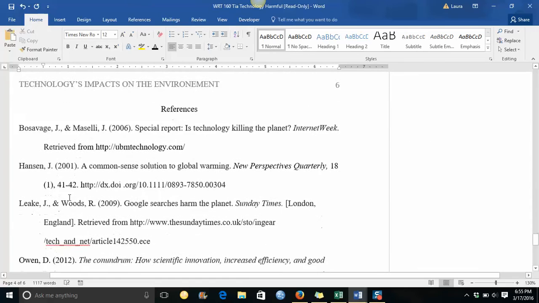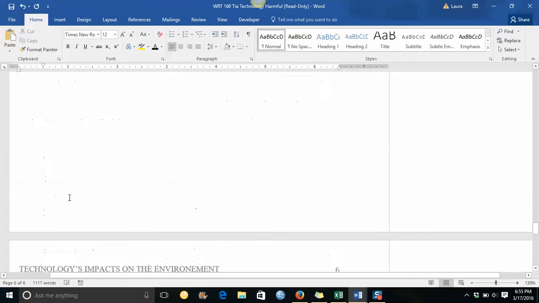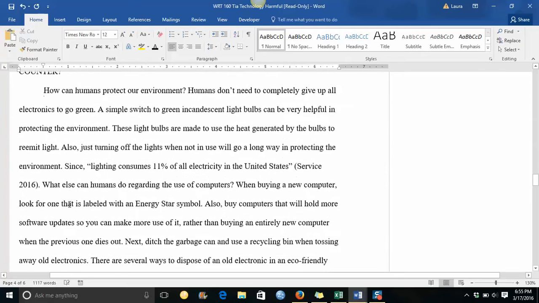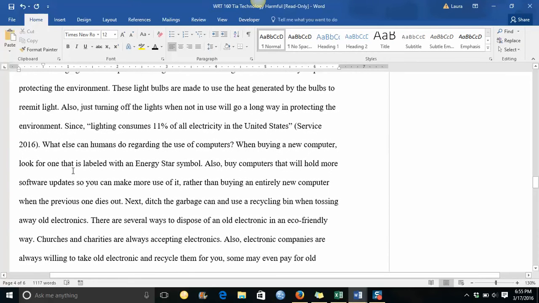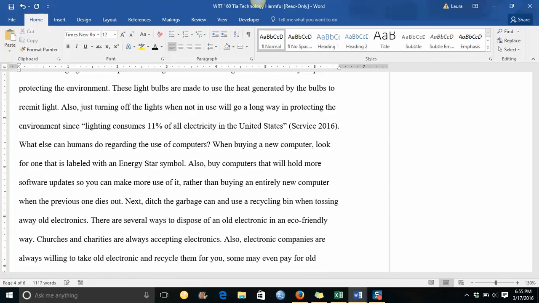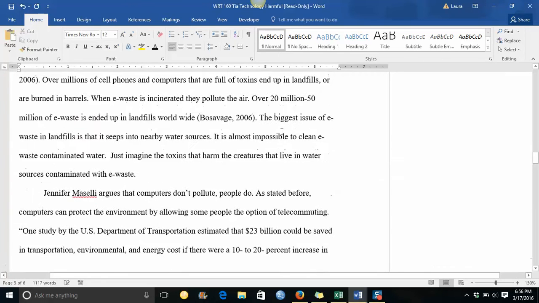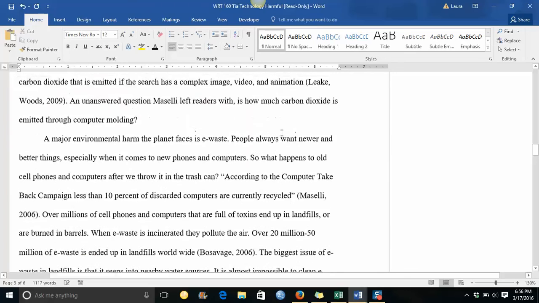Now, one of the things I want to do is check a source. Okay, so that is a person. I wanted to make sure before I put it in quotation marks that that particular citation is correct. Beyond that, for example, with that particular source, since lighting consumes, you want to join it. Also, just turning off the light when not in use will go a long way in protecting the environment since lighting consumes. So you want to join these two sentences. And you need a comma before your year. But mainly, what I want you to do is check the cohesion in your citations, where I showed you a couple of them that needed that smoothing out.